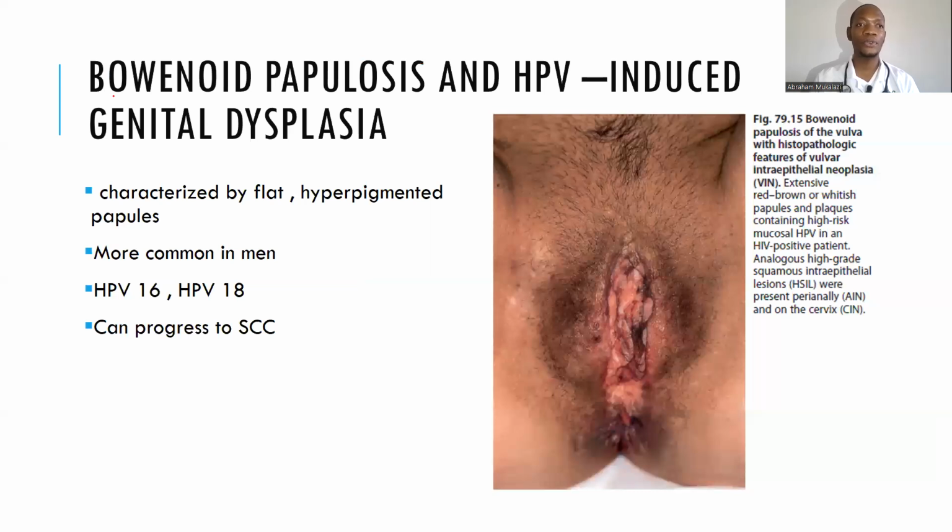So we also have what you call Bowenoid papulosis, and in this case, you have a precancerous lesion that is due to a change in the cells, causing cellular atypia in patients who are infected by HPV-16 and 18. And in most cases, it usually progresses to squamous cell carcinoma. As you can see in this picture, this is the arrangement that we have. So if this patient is not managed in due time, they end up with squamous cell carcinoma of the genitalia.